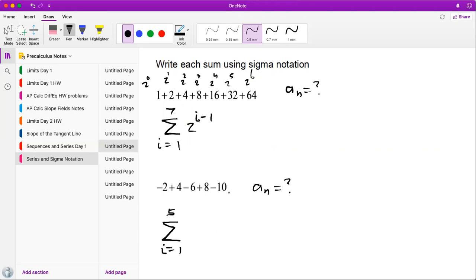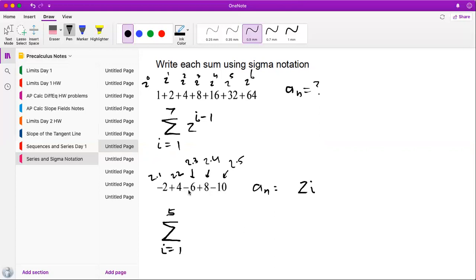So how do I write the a sub n here? Well, I would say that these are even numbers. And this is 2 times 1. And this is 2 times 2. And this one is 2 times 3. And this one is 2 times 4. And this one is 2 times 5. So it's just 2 times the index. And so I can write that as 2i, because the index is called i.